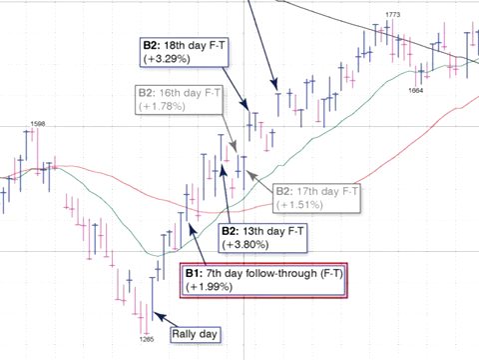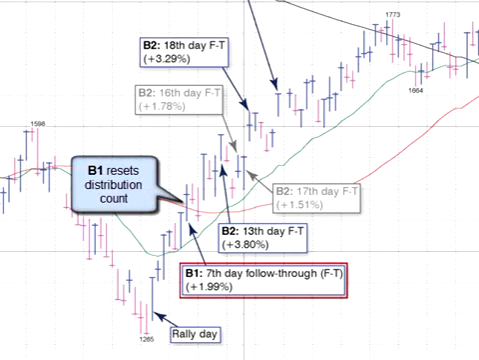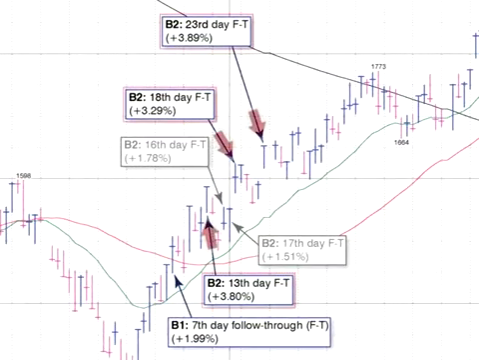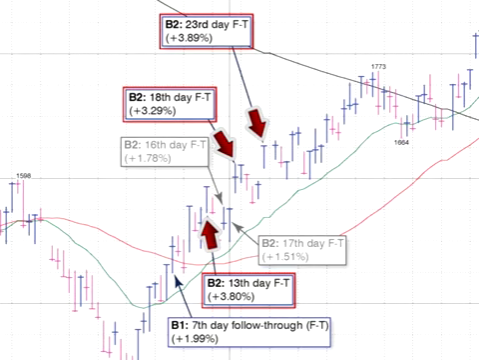So that's our B1. That resets our distribution count because it's something new. It's a new rally attempt. We don't know if it's going to work out yet. And then we're adding on these days, if we have room in our account, these are B2s, the additional follow-through days. So they don't reset the distribution, and it wouldn't make sense to reset distribution each time you have one of these days of strength.